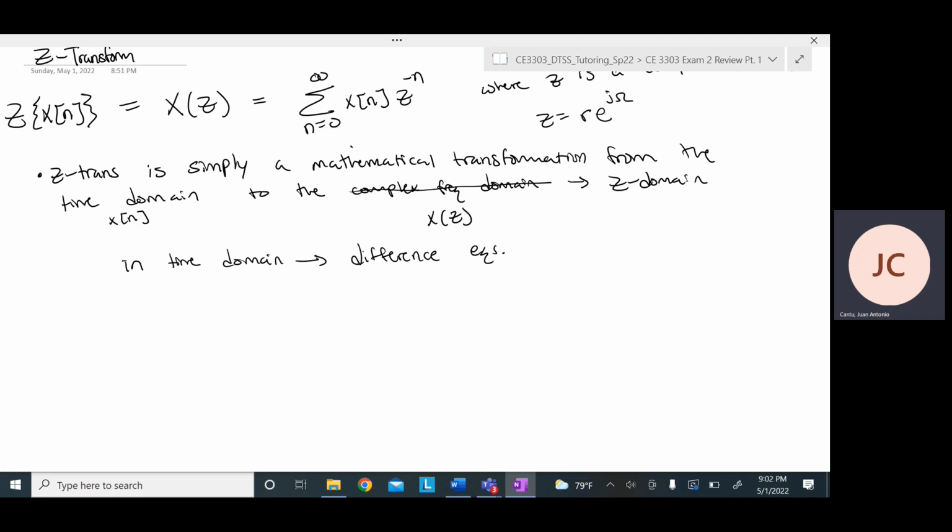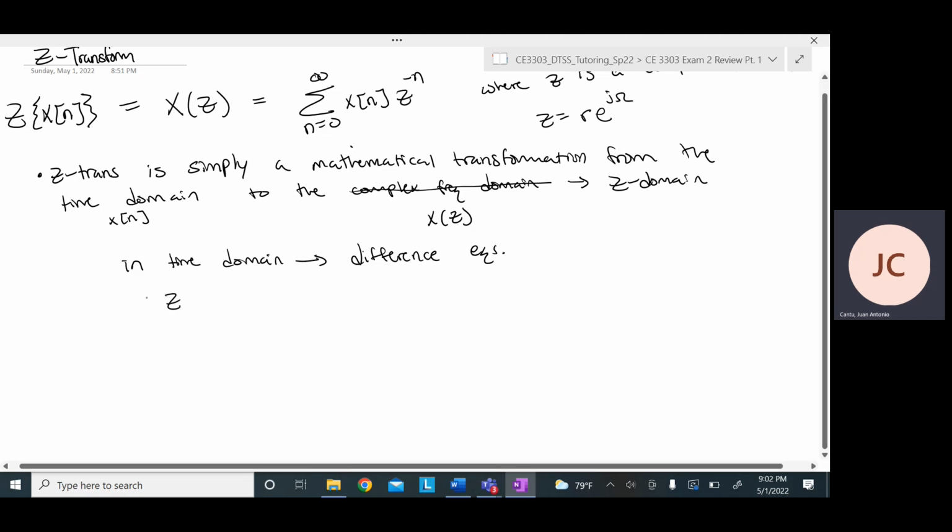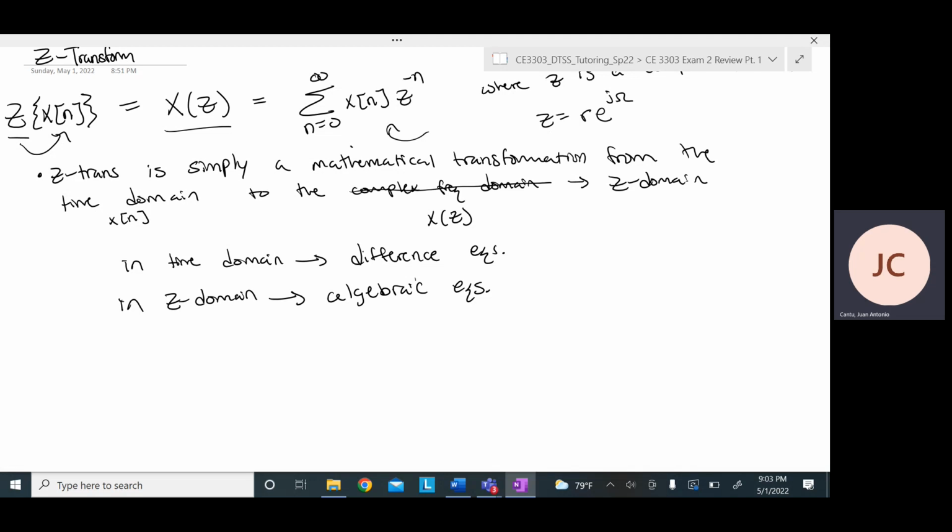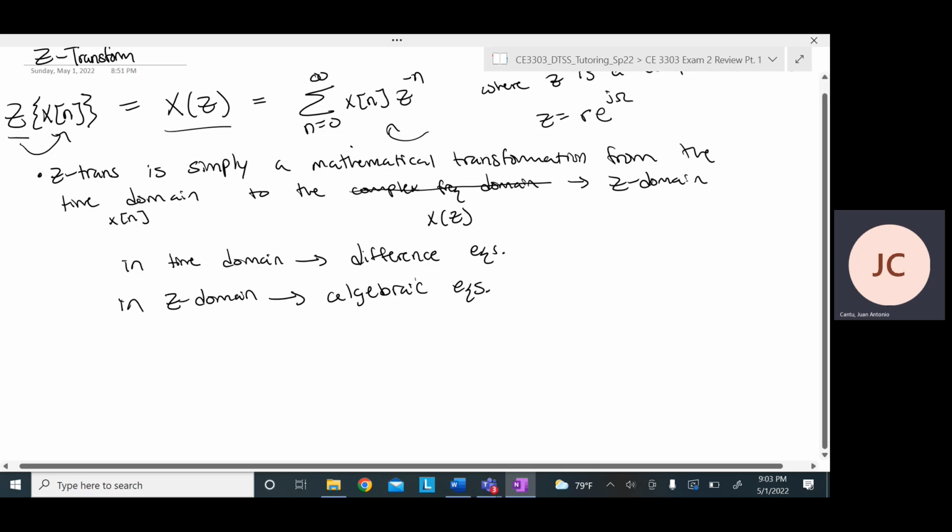The point of the Z-transform is we basically apply this mathematical transformation to map our system from the time domain to the Z domain, because in the Z domain, these difference equations now become algebraic equations. So we apply this Z transform onto our time domain signal, and it becomes a new Z domain signal. And the purpose of this transform is to basically turn all of our difference equations into algebraic equations to make it so much easier to work with. So the purpose really is just to ease our pain when it comes to solving these DT-LTI systems.